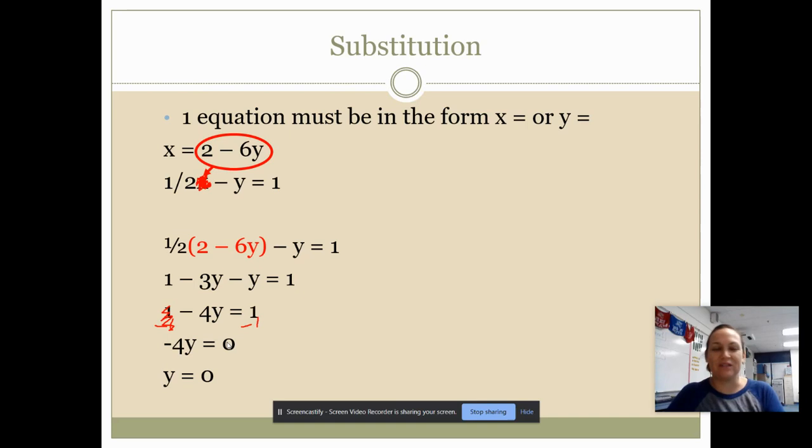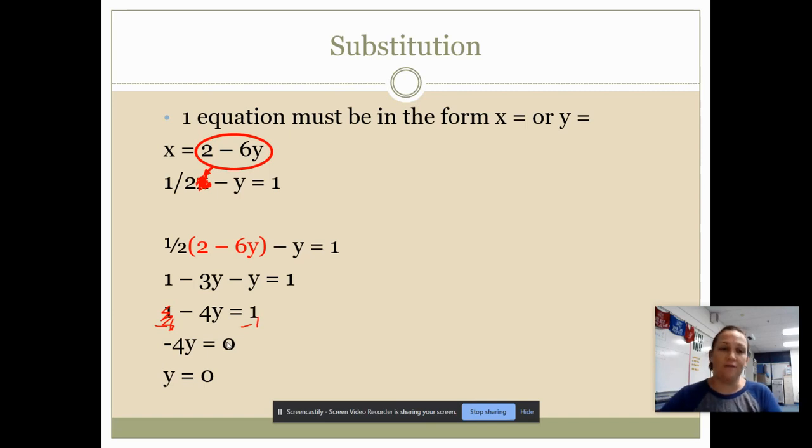Now, at this point in time, I'm halfway through this problem. I have discovered what the letter y is equal to. I actually don't just want the letter y, though. I want both letters. I want an x and a y. So I've only got half my answer. I need to find the other half.